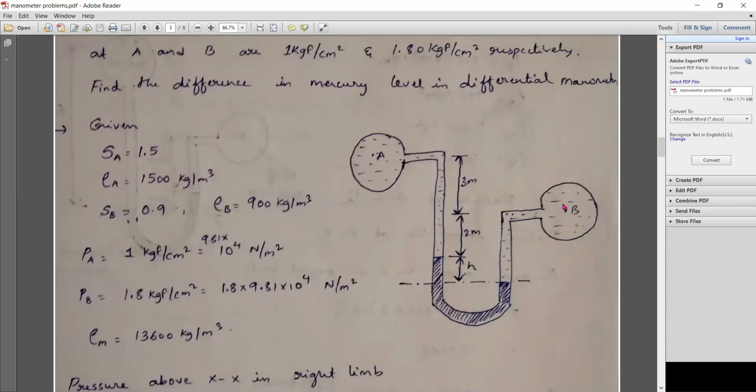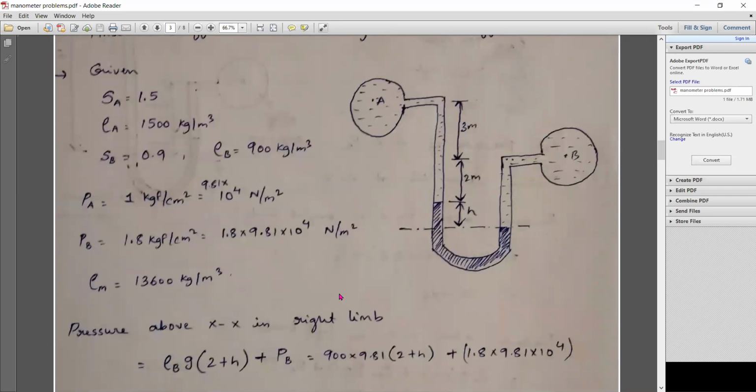So here, what is the density? What we have taken here? Rho B. Density of this fluid is rho B. So this height is how much? Total height from here to here? H plus 2 meters. So totally H plus 2 is the height. So now the pressure in this tube becomes rho B G and this height H plus 2, plus PB.